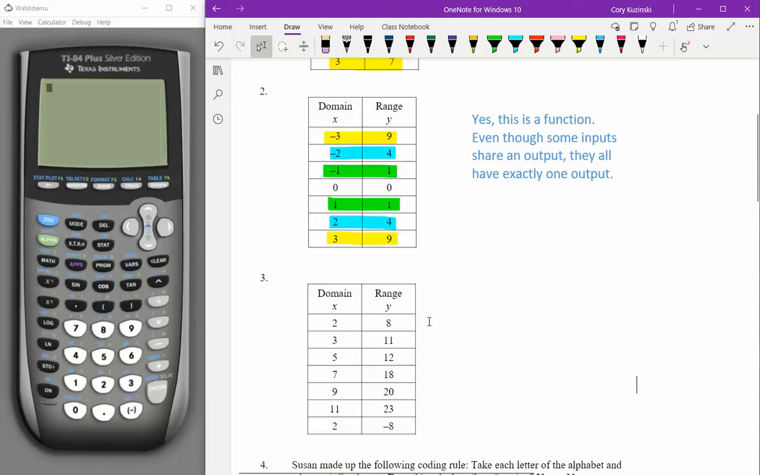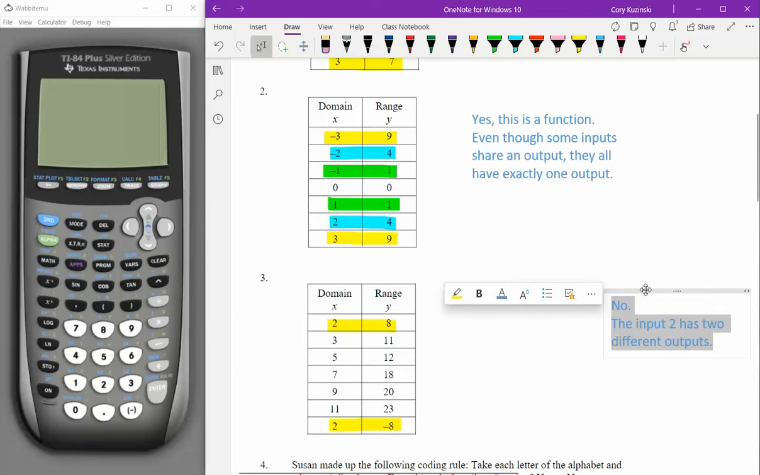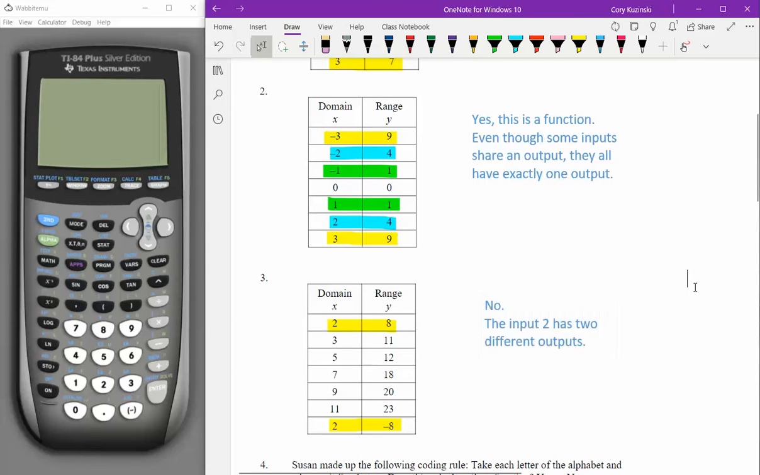All right, and then on this third one, we do see an issue right away, okay? The input 2 has 2 different outputs, so this is going to be a big fat no. So we'll say the input 2 has 2 different outputs. That's a counterexample proving that this is not a function.